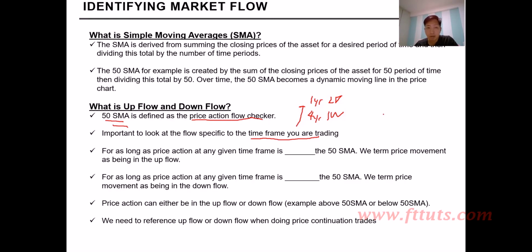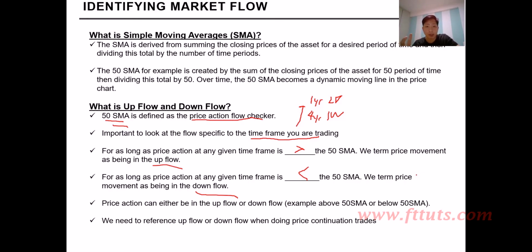Understand? So for as long as the price action is above the 50 SMA, we say that it's an upflow. Below the 50 SMA, we say that it's in downflow. So one is upflow, one is downflow. We keep it simple. As long as price is above the 50 SMA, we say it's in upflow. If price is below the 50 SMA, we say it's in downflow.